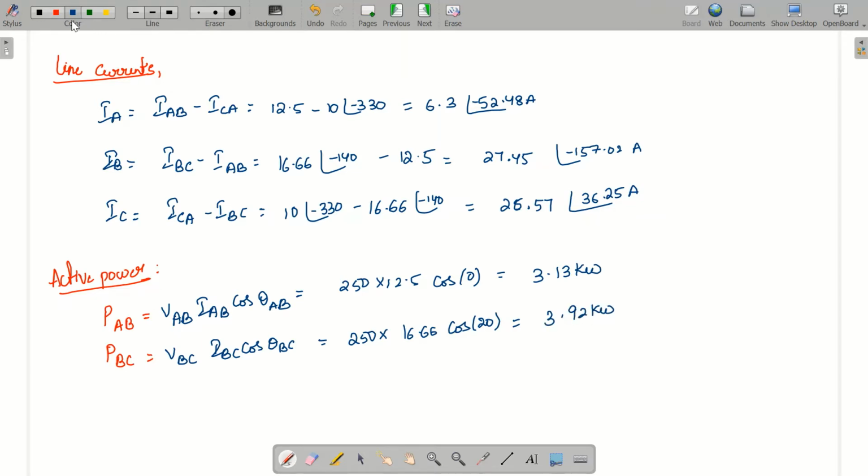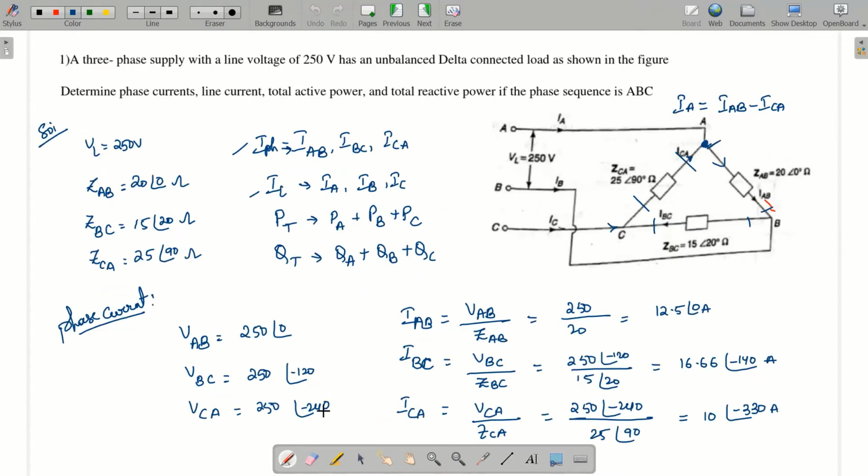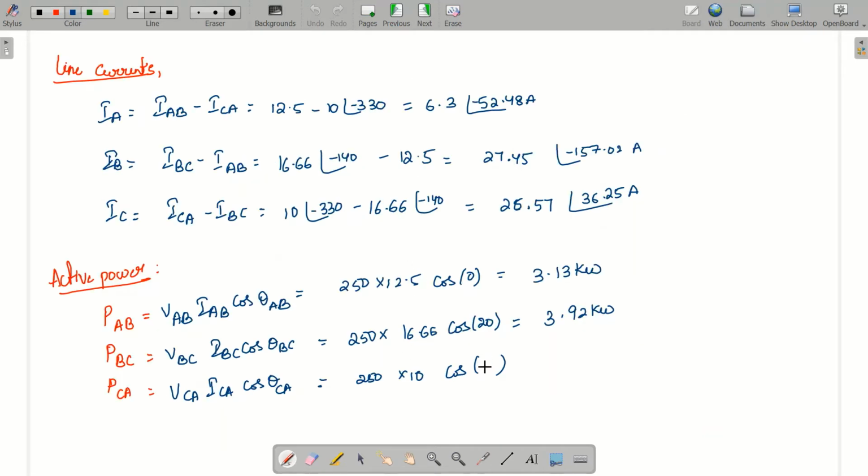Similarly, PCA equals VCA ICA into cos of theta CA. VCA is 250, ICA is 10, into cos of the angle. Here minus 240 minus 330. What is the angle between these two vectors? 90. So cos 90 will be 0, and we will get 0.